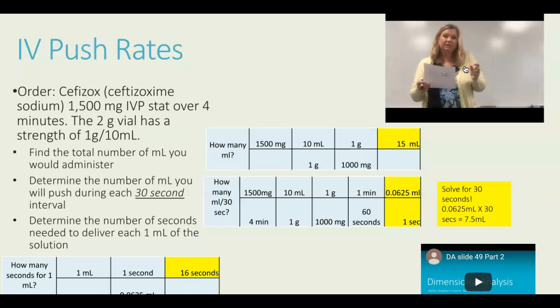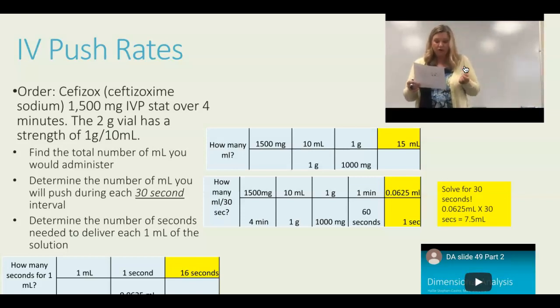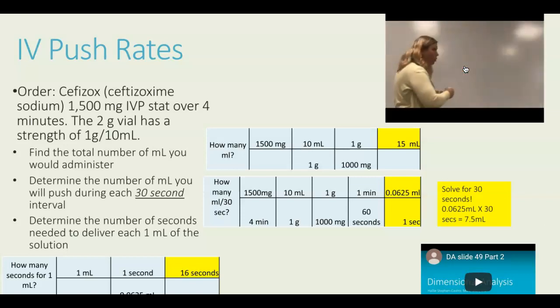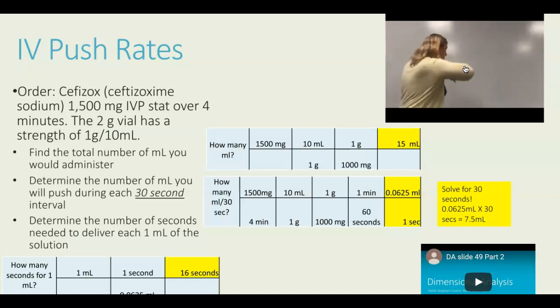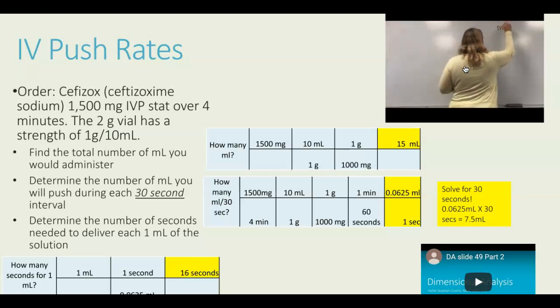That's just how much it contains, but your concentration of it is still going to be 1 gram in 10 mils. That's the information you're going to need to solve your problems, typically. But just look at what you're answering for. Number 1 says find the total number of milliliters you would administer. So I need total milliliters. That's what we're solving for, total mils on the end.